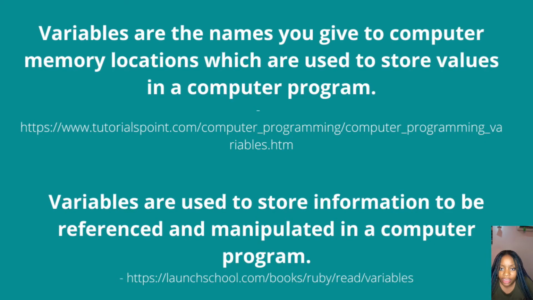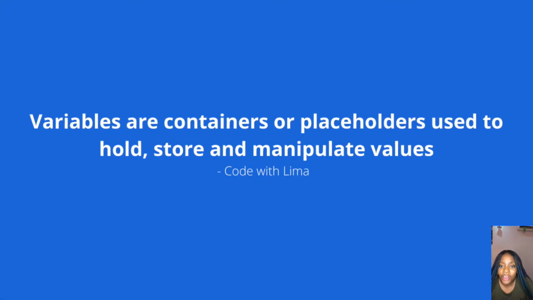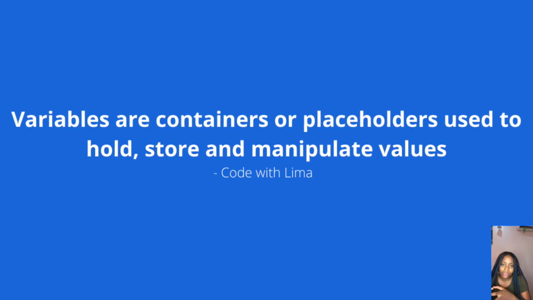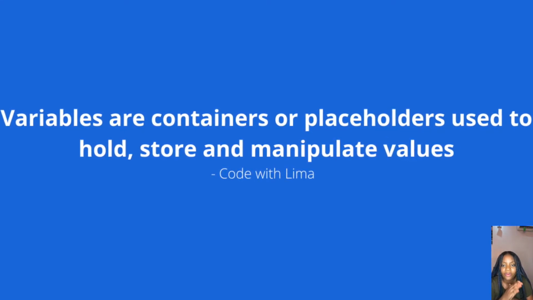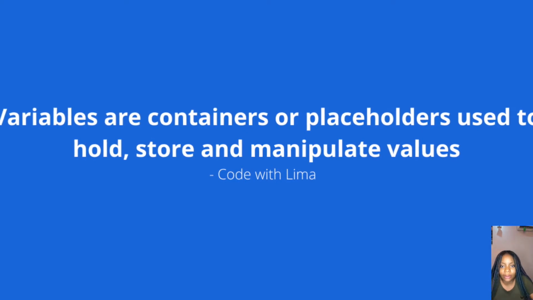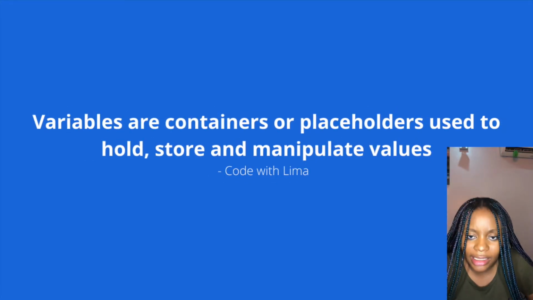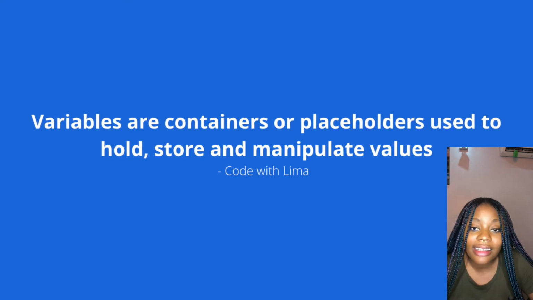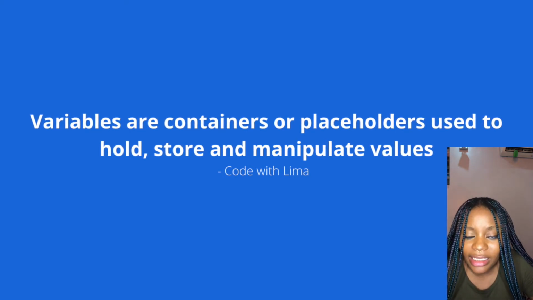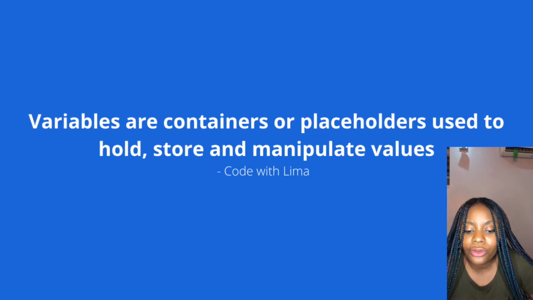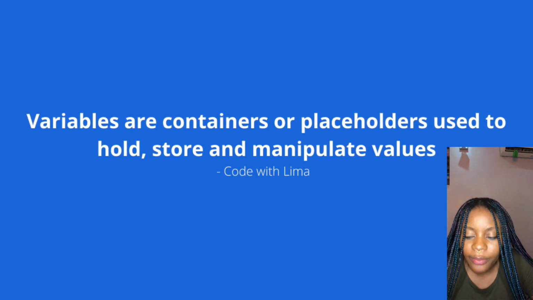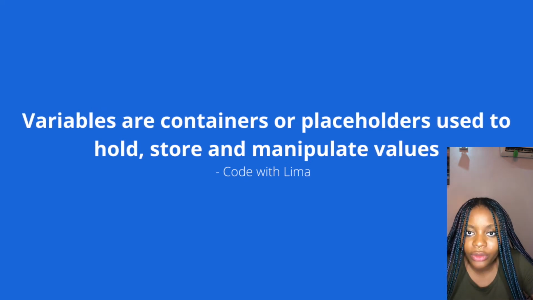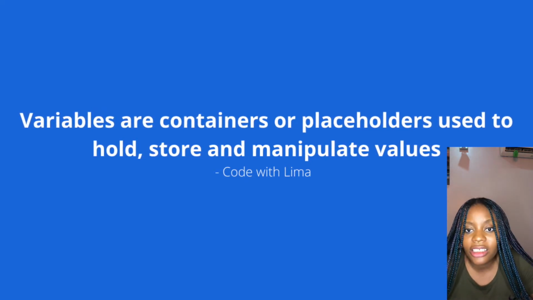In my own words, I think I would like to say that variables are containers or placeholders used to hold, store, and manipulate values. I'd like to give an example. Say you have a basket and you decide to name this basket Lima, and it's an empty basket, right? So we're going to say that this basket is our variable. It is what we're going to use to hold a particular value.